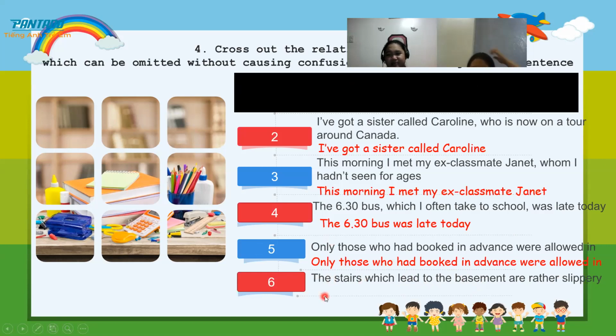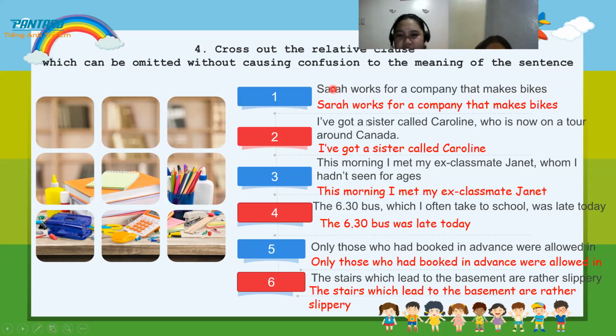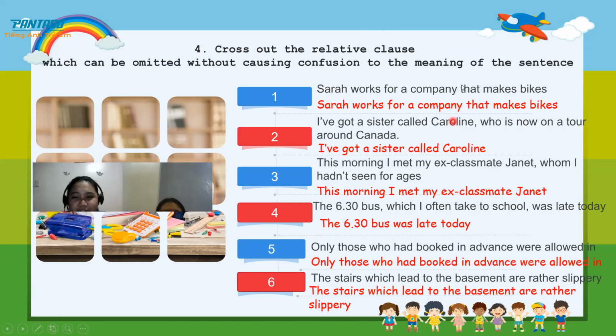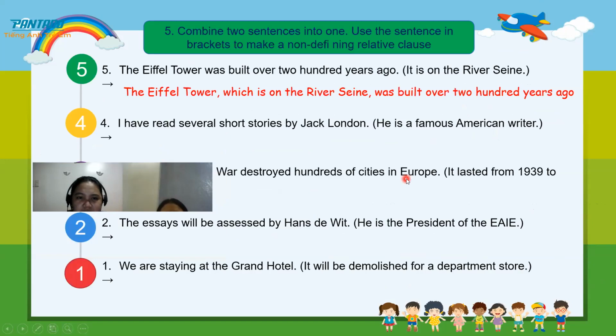Okay. What about number six? It's just like number one. Which leads to the basement. Just like number five, number six doesn't have a relative clause. So just be careful. In order to see the relative clause, you can look for a comma.